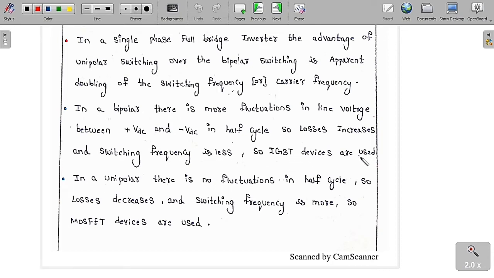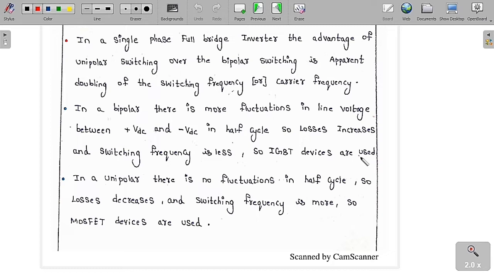In a bipolar, in half cycle, there is plus VDC and also minus VDC. So the switching is very high, and as the switching is higher, the losses also increase. So the switching frequency is less. So IGBT devices are used because in a bipolar we get plus VDC and also minus VDC.